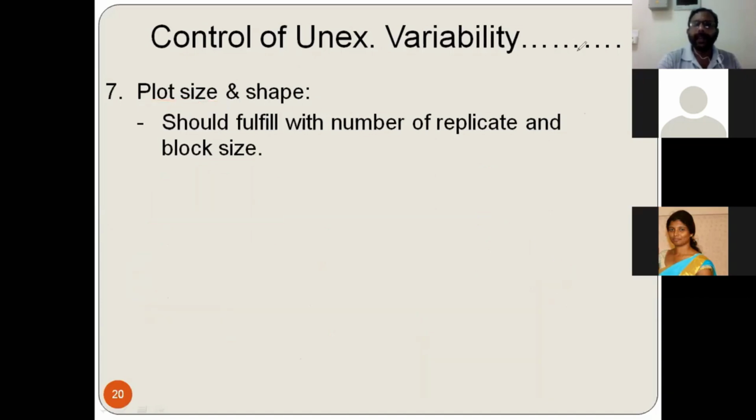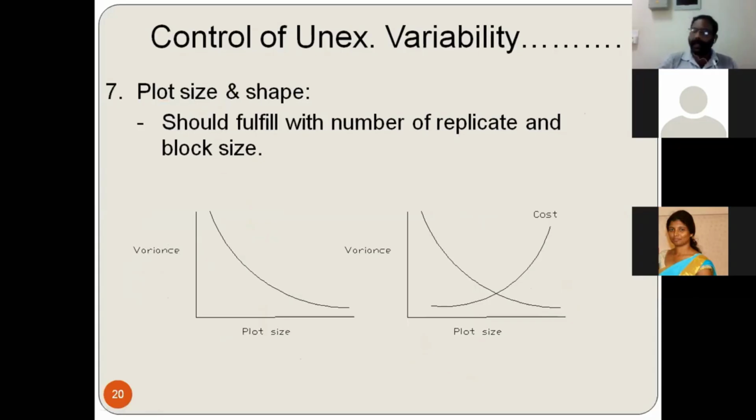So that is what I am going to show you here in simple terms. In the first graph, when we increase the plot size, what is happening to the variation? It decreases. As a criterion, when you increase the plot size, variation decreases. But there should be a way to get the optimum plot size, the best choice of plot size.